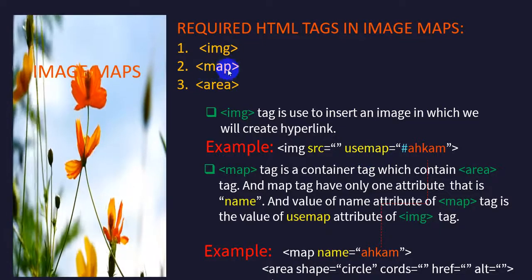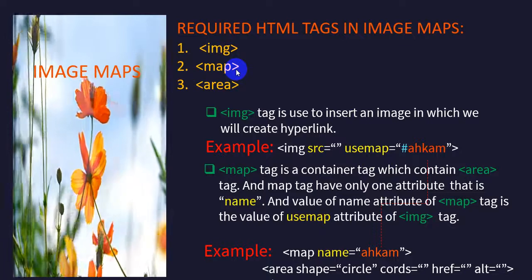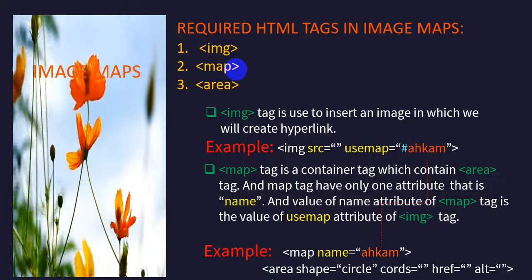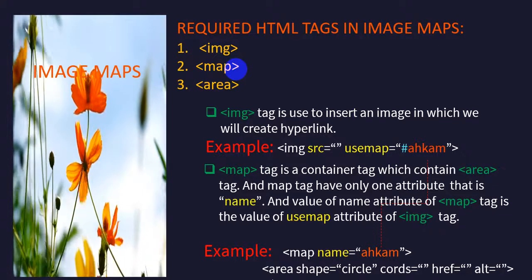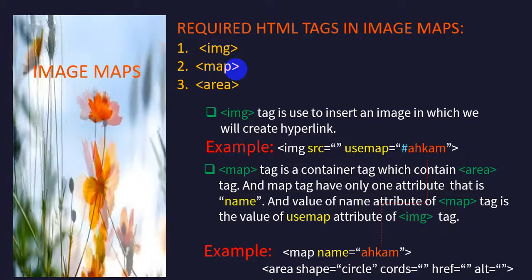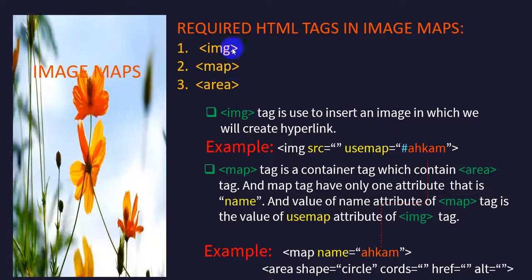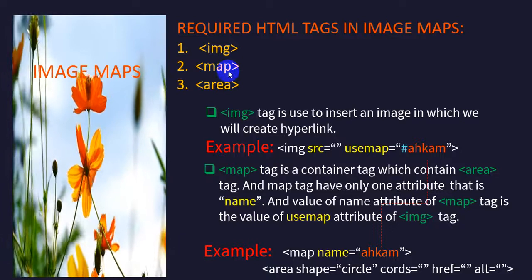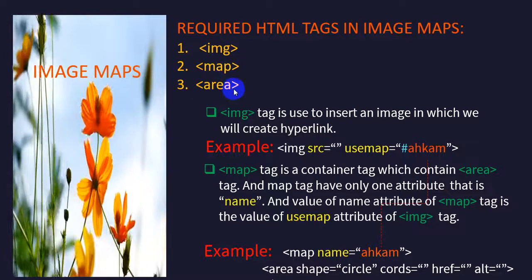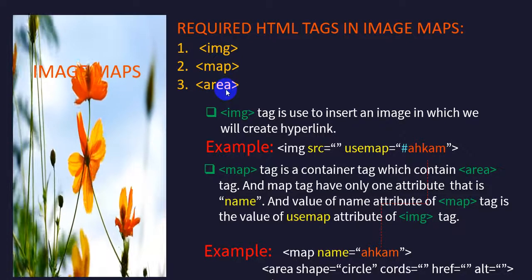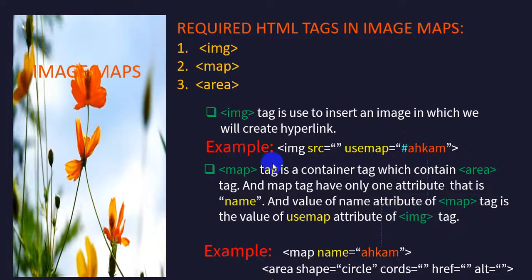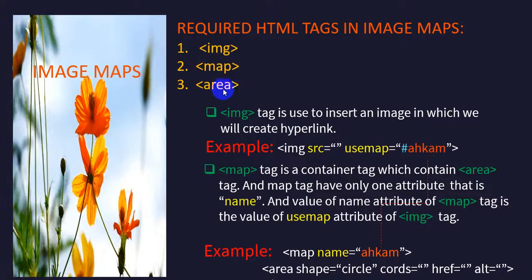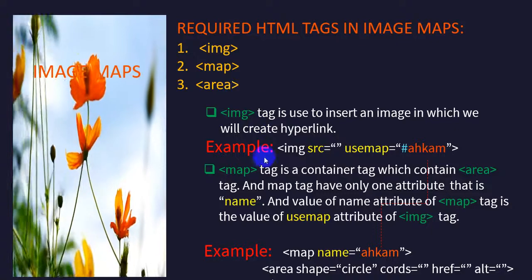Why? Because the map tag is nothing but a container tag which contains different locations, different hotspots, or different hyperlinks. Between the opening and closing map tag we will take the area tag, and the area tag supports a number of attributes, like the different shapes. We will see each and everything, what the valid shapes used in the area tag are. So we will see.